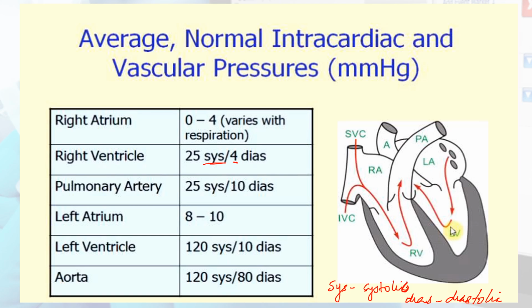Then the pulmonary artery: here the pressure is 25 mmHg systolic, and the diastolic is 10 mmHg. Then the left atrium, the pressure is 8 to 10 mmHg, and in the left ventricle, the pressure is 120 systolic and 10 diastolic. Whereas in the aorta, the systolic pressure is 120 mmHg and the diastolic pressure is 80 mmHg. So this aortic pressure is our systemic pressure, that is 120/80.